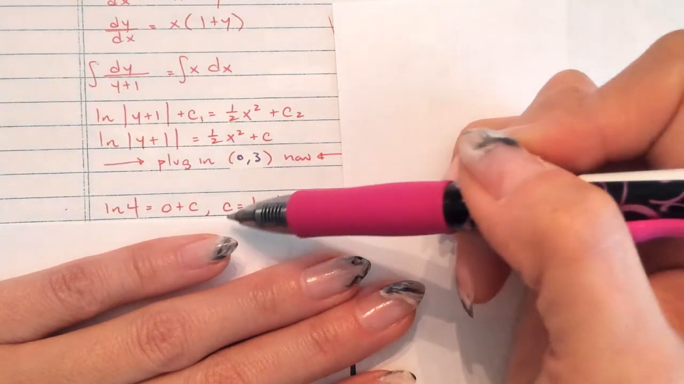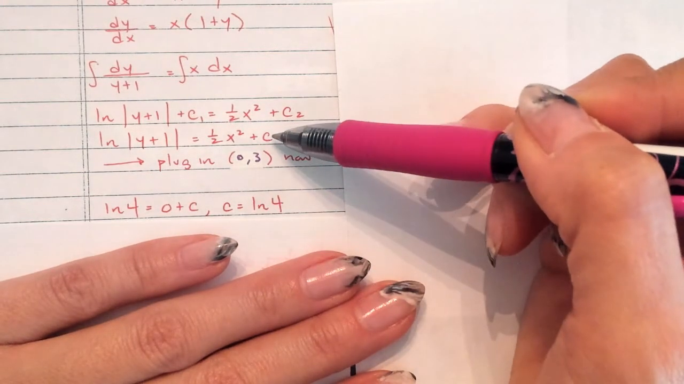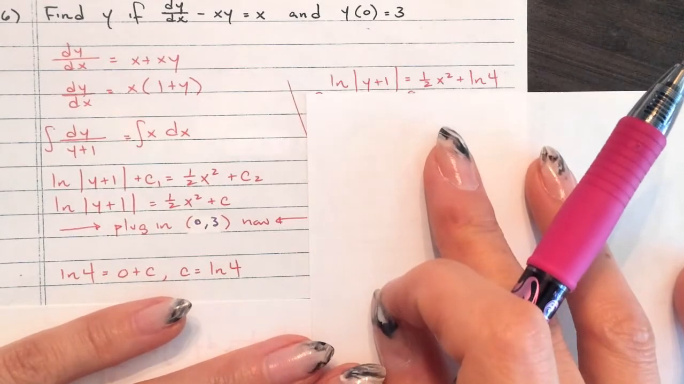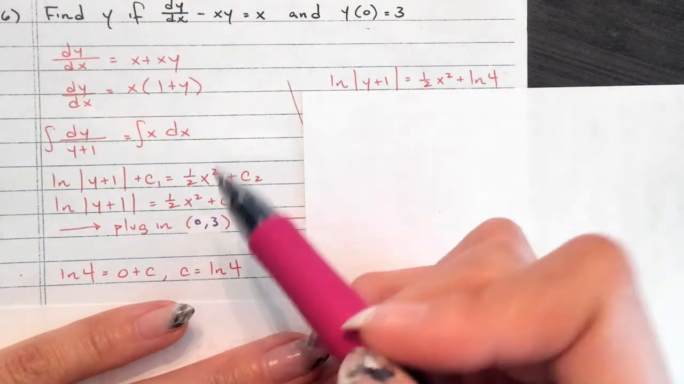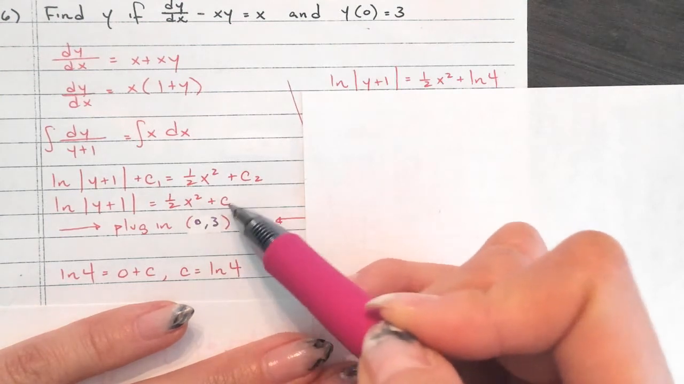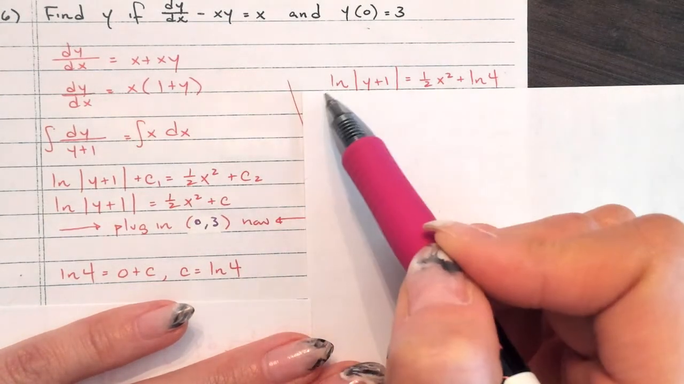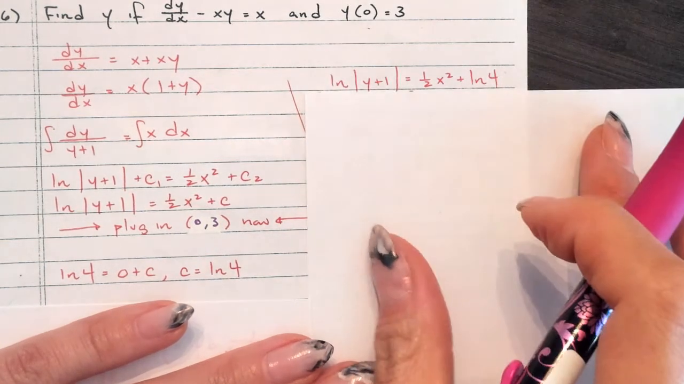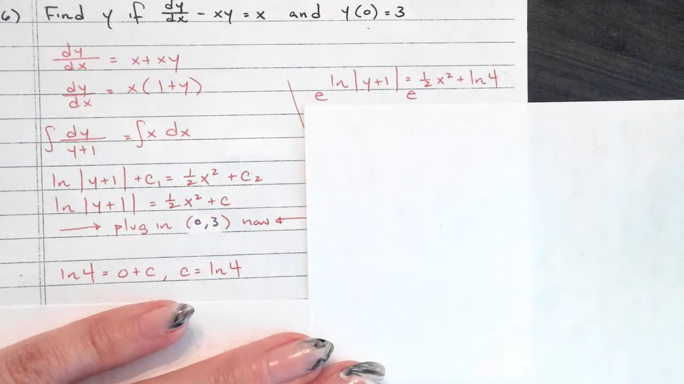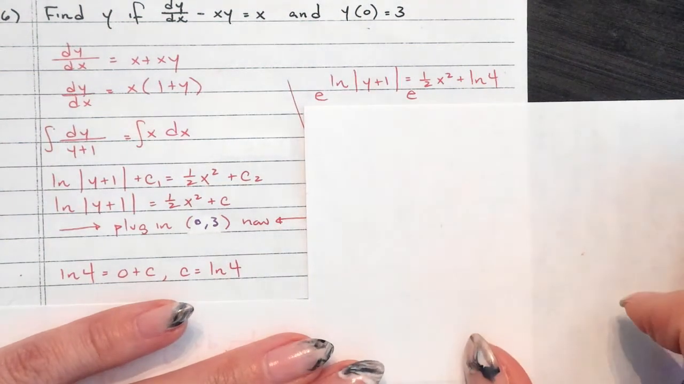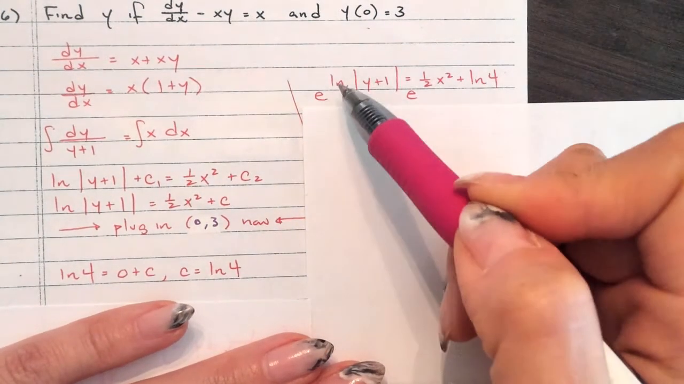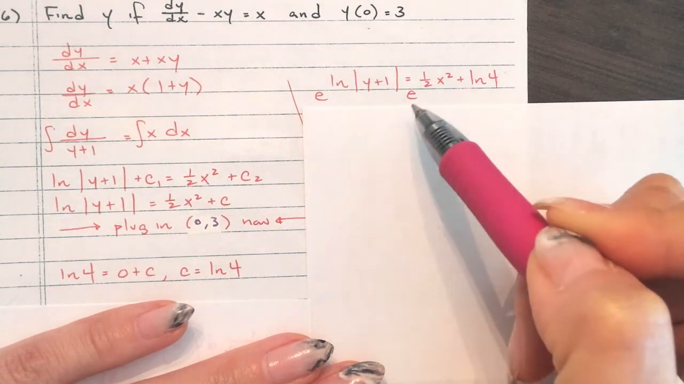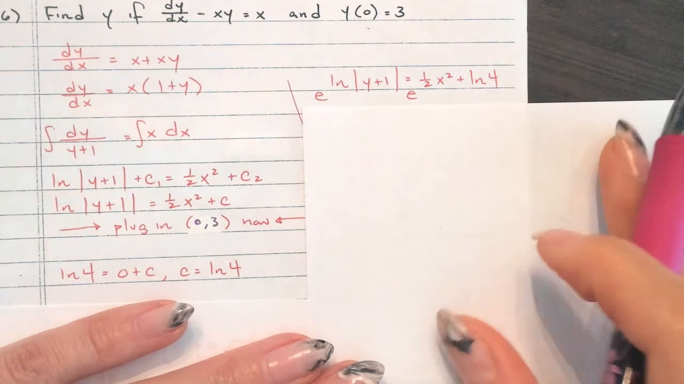Now you plug this c back into here. If I plug ln of 4 into here, I get that. Now, how do you get rid of the ln, because we want to solve for y? Now you do power of base e on both sides. Then I can use my log properties, and I get absolute value of y plus 1 equals e to the power of all of that.